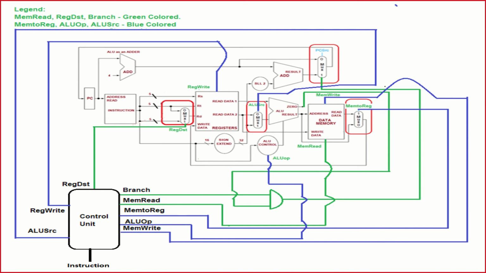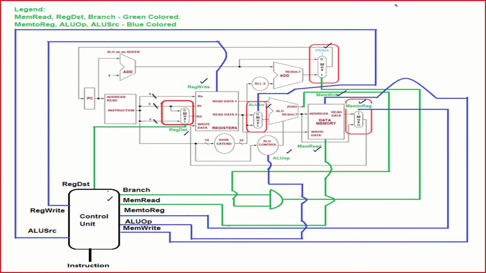Now, draw a box called control unit. This is the box that I meant. You need to draw a box called control unit, and in the control unit, name all the control signals that you have already referred to. RegDst is there, RegWrite is there, ALUSrc, ALUOp, MemRead, MemWrite, MemtoReg, PCSrc. That's it, right? We have ticked everything.